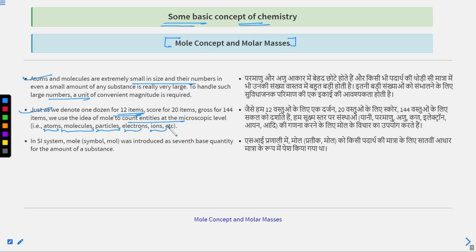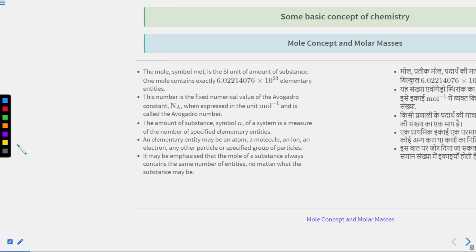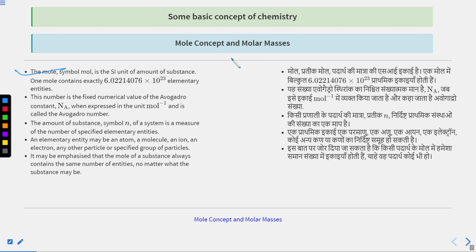In SI system, mole, M-O-L-E, the symbol will be mol, M-O-L, was introduced as 7th base quantity for the amount of substance, right? You can see in the 7 base units, the amount of substance is also a term. Okay. The next important point is here, the mole. Having symbol mol, mole is the SI unit of the amount of substance.